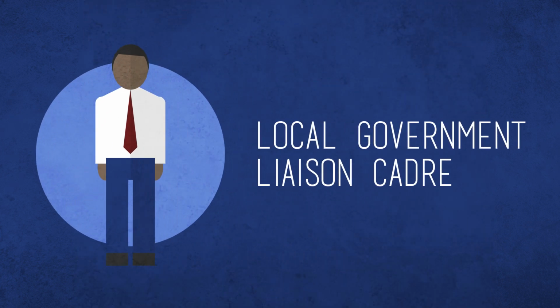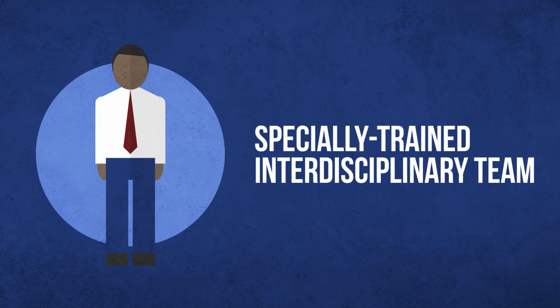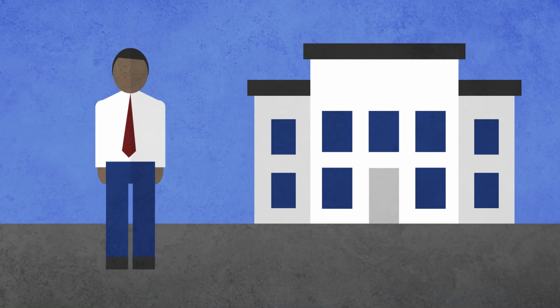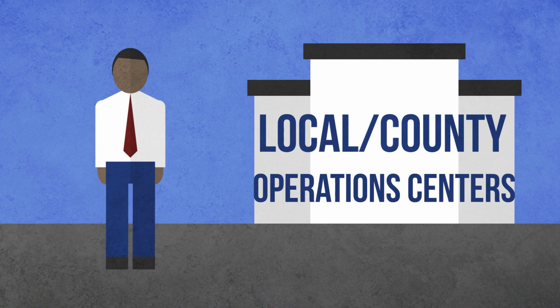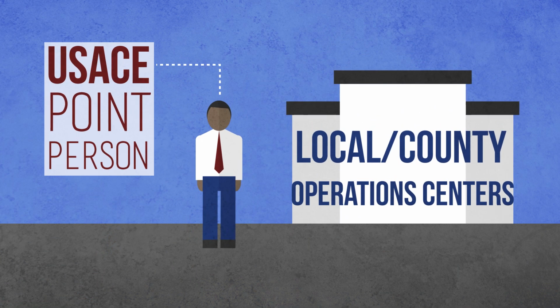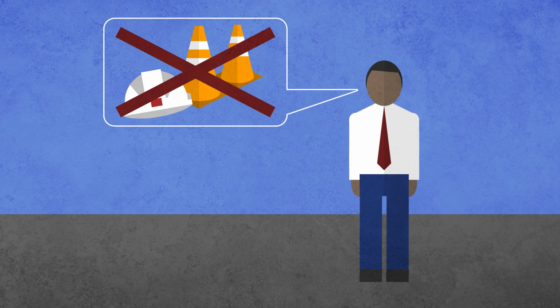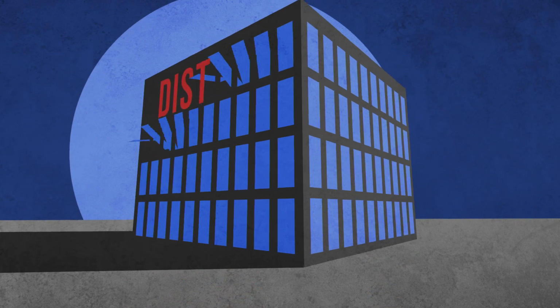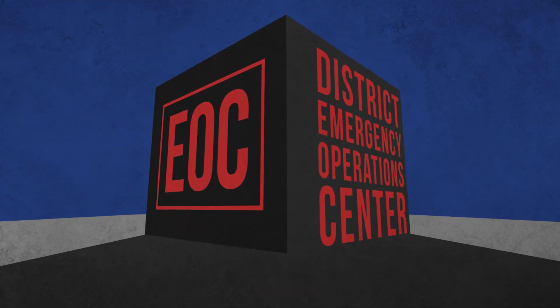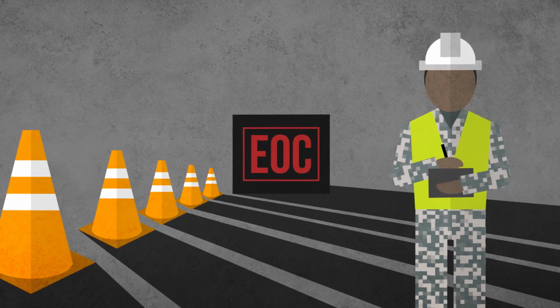The Local Government Liaison CADRE is also a specially trained interdisciplinary team. They deploy primarily to local or county EOCs and serve as the initial USACE point person at this level to explain USACE's roles and responsibilities in our programs, but do not commit USACE or the government to any work for the state or locals. The District Emergency Operations Center, or EOC, is central in a Corps disaster response.